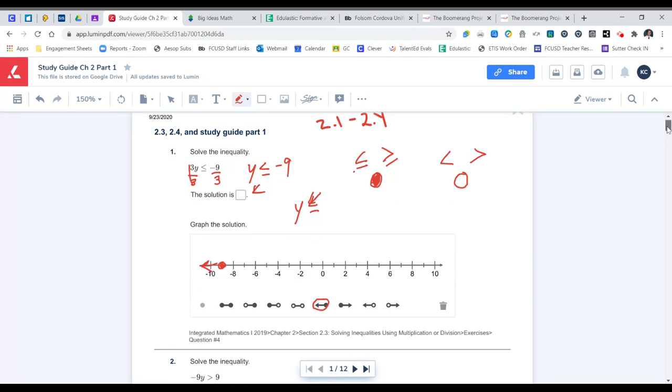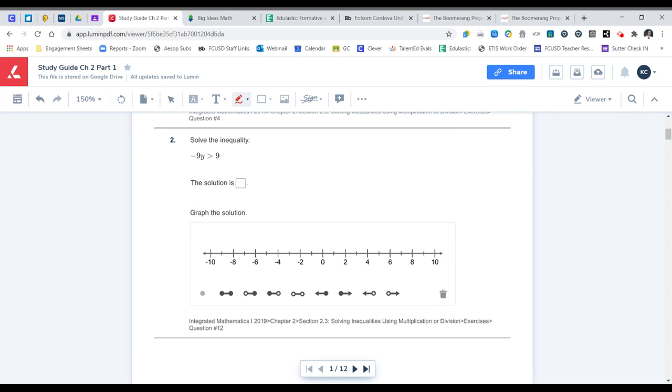Okay, let's continue on. The next problem is practice with a negative number, very similar. I'm going to divide by a negative 9. And when I do that, I need to circle that inequality sign so that I remember to switch it around. Y is less than negative 1 here. Less ink means less ink, so I start with an open circle at negative 1, and my arrow goes to the left. This matches right here.